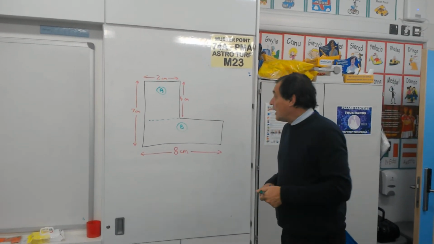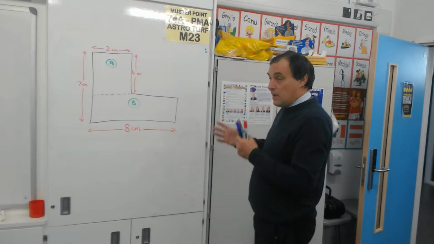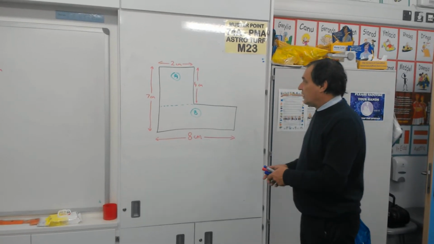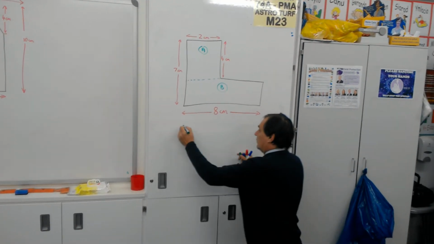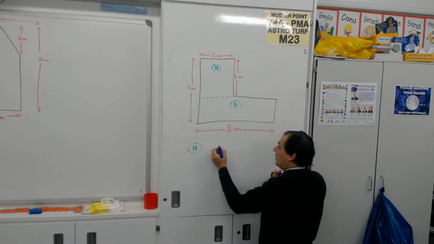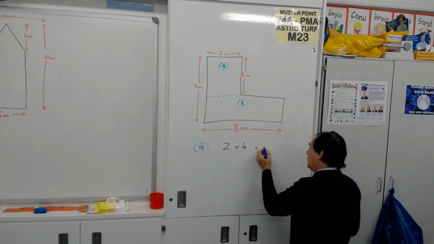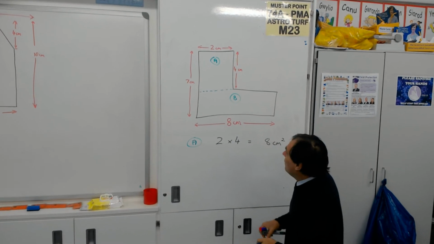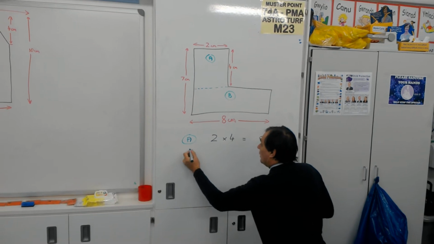They are in fact two rectangles which we can easily work out using the formula that we had before, remembering that the area of a rectangle is the base times the height. So if I was to consider rectangle A, I can see that the base of my rectangle is this 2 here. It's going to be 2 multiplied by its height, which is 4, which will give me a total area of 8 centimetres squared.